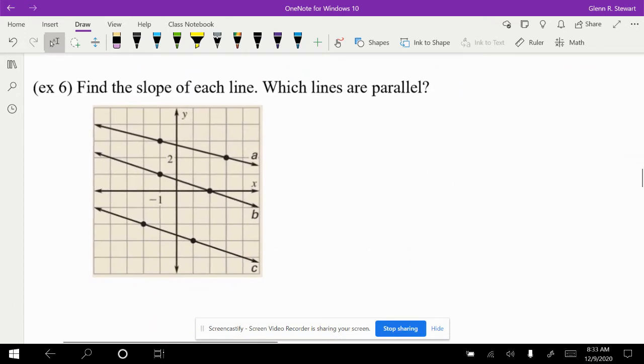Finding the slope of each line here, and then it says which lines are parallel. First thing that we want to do is find the slope of every single line. So go ahead and pause the video and try that out on your own.